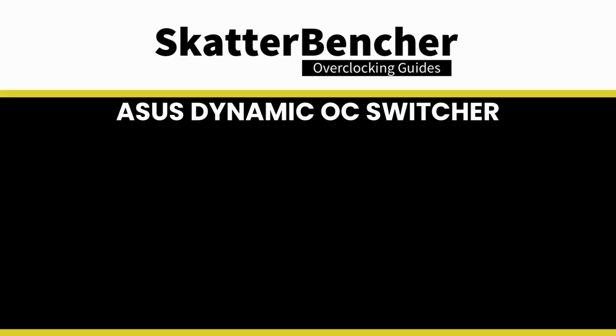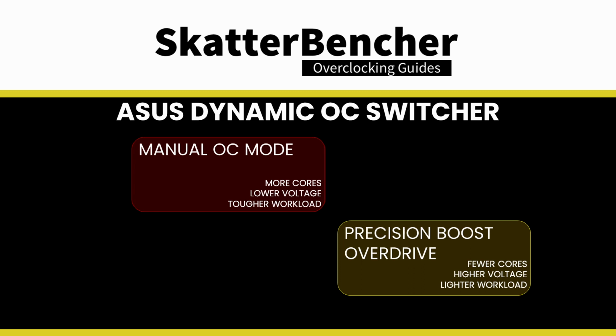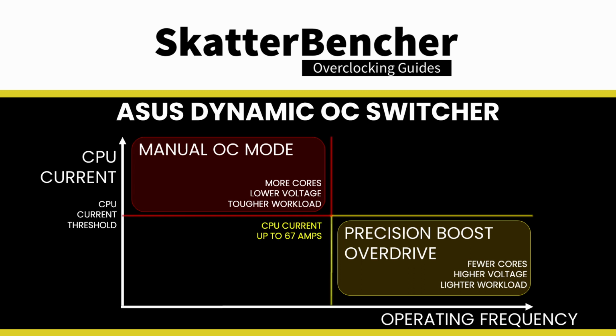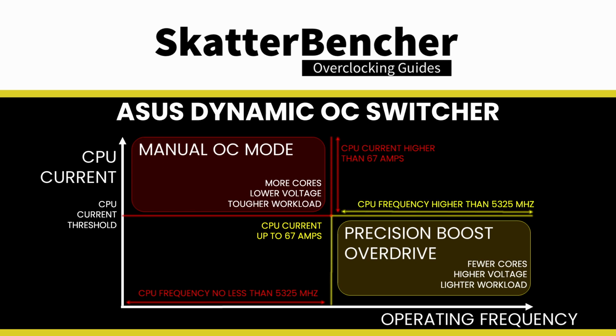So, to reiterate what's happening. Dynamic OC switcher will actively switch between OC mode and Precision Boost when the CPU current hits 67 amps. Anything above 67 amps engages manual OC mode. Anything below 67 amps will engage Precision Boost.